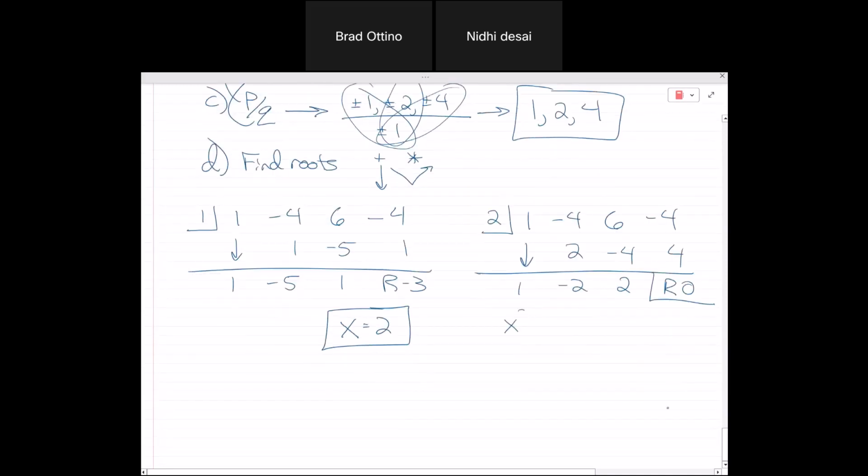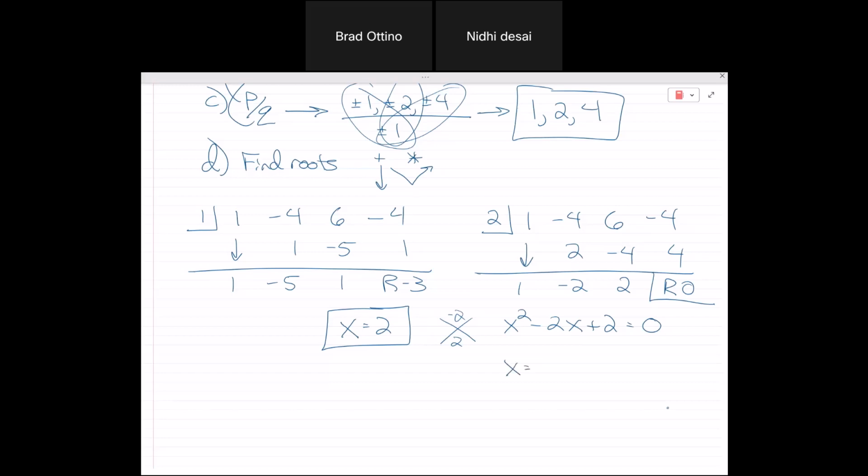We get the depressed polynomial. And from here, we want to figure out what the other 2 missing roots are. Now, if you try to factor this, you're going to get stuck, because nothing multiplies to be 2 and adds up to -2. So it looks like for this, you could either complete the square if you want, or you could use the quadratic formula.